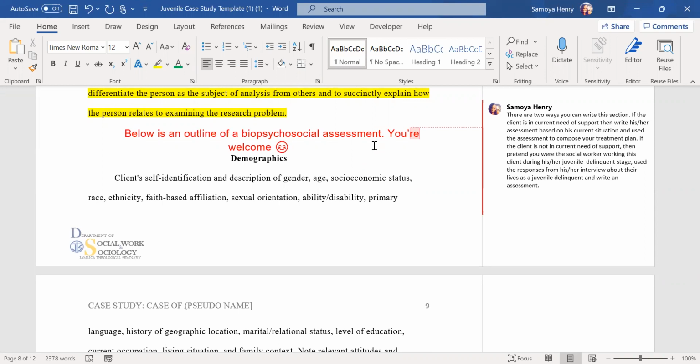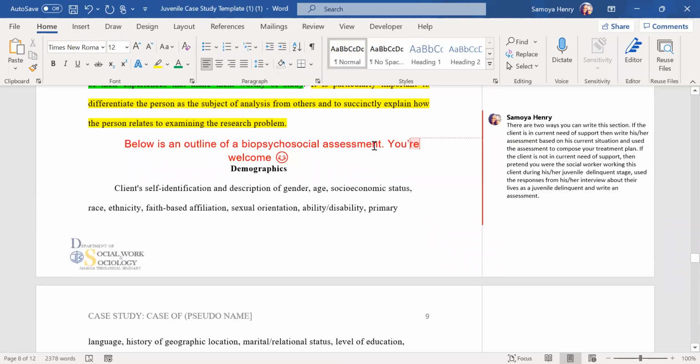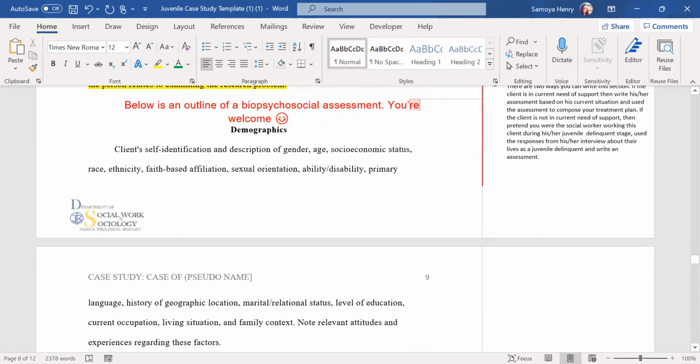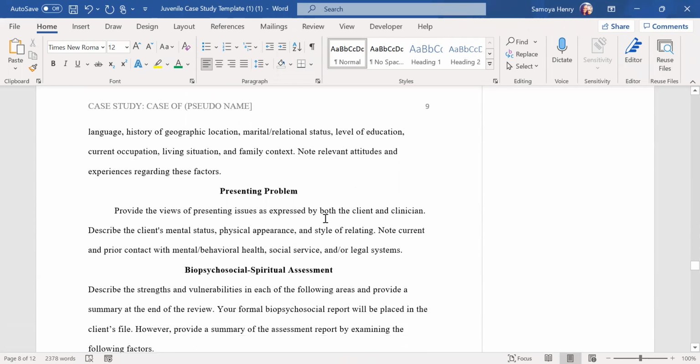Because that can help you to understand what contributed to her delinquent behaviors in the past. So you can write it as if Jane is younger, or you can write it as if Jane was still engaged with the law, for her current age, okay? In this case, Jane has done well for herself, and as such, I'm going to write this biopsychosocial assessment as if she was a child, okay? And so I write all of this.